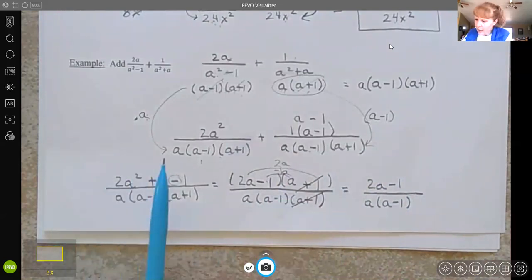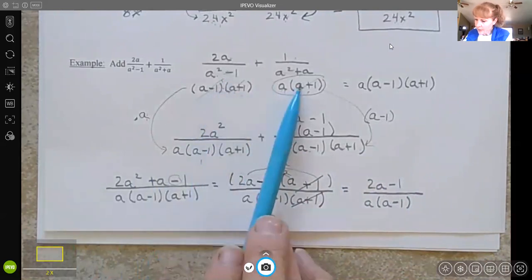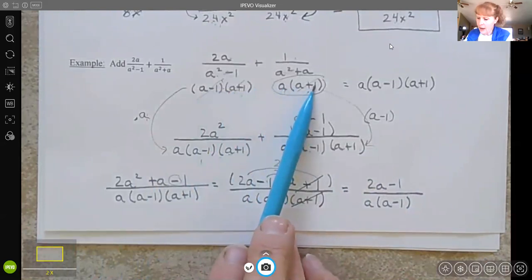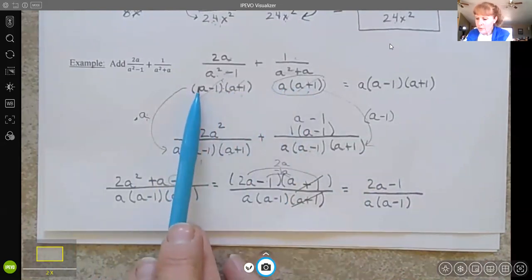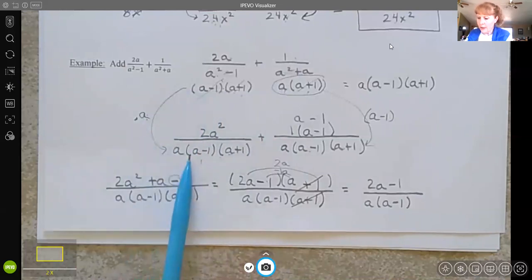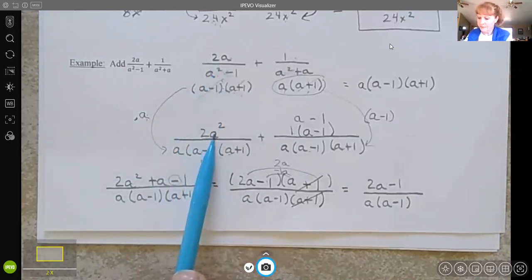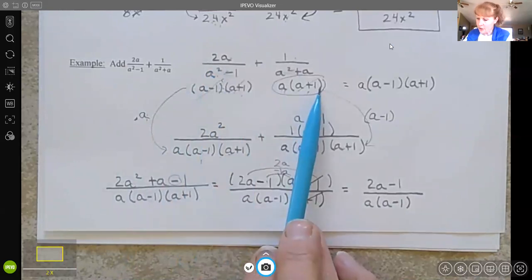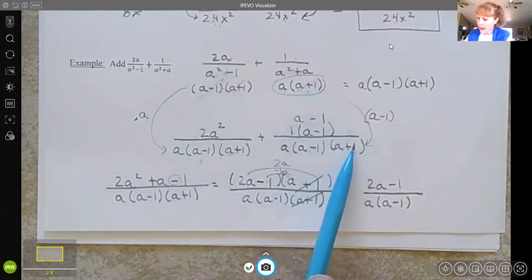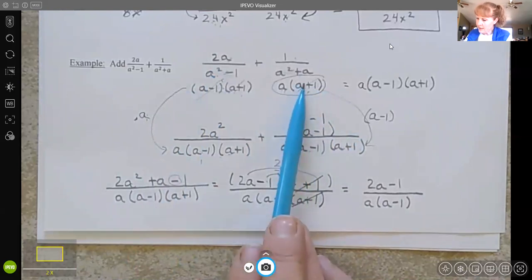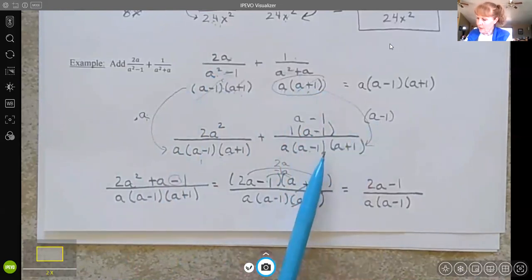So let's recap. We factored, and then we got a common denominator that included everything up here and the highest power. Then we thought, okay, what do I multiply this first denominator by to go to my new one? And it was just the a I was missing. So I multiplied the numerator times the a. Then I looked at the next fraction. What do I multiply this one by to come to my new one? And I needed to multiply it by a minus 1. So this times a minus 1 gives you this.